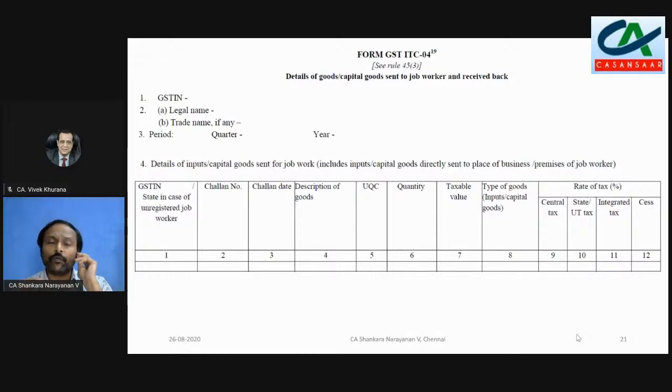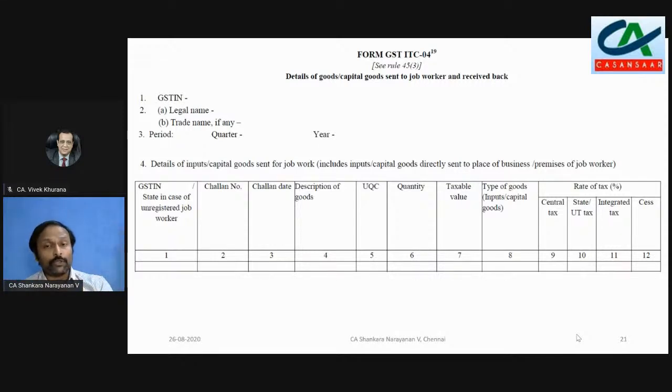Why this ITC 04 is important from one more angle is that we are supposed to give an intimation to the officer as to who all our job workers are. But such intimation, when initially we tried to give it to the officers, they were not accepting. The earlier circulars that we saw, 38 and 88, in those circulars it has been clarified: if you file ITC 04 mentioning your job workers' details, we will deem that to be the communication that you have given to me, that you are dealing with such a job worker.